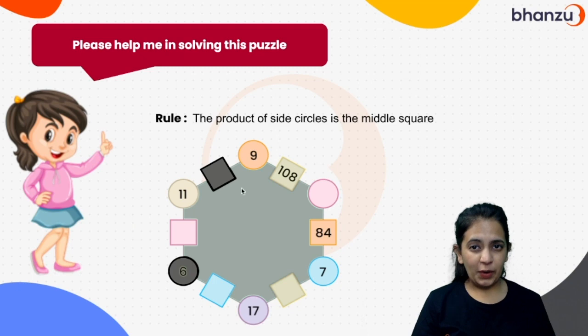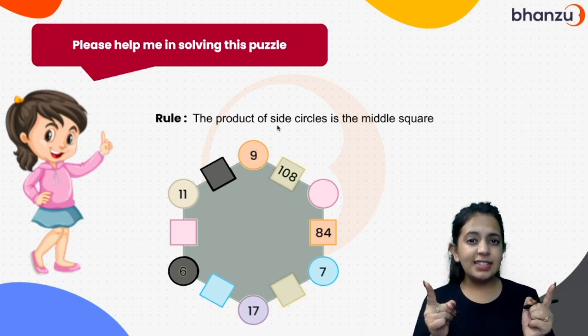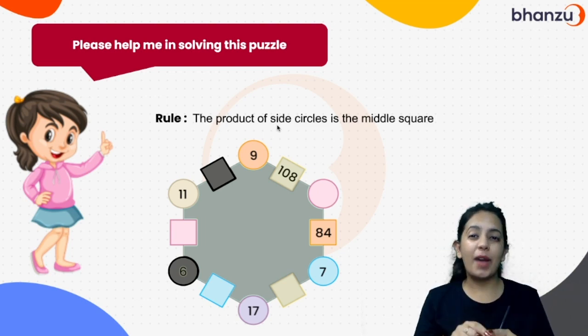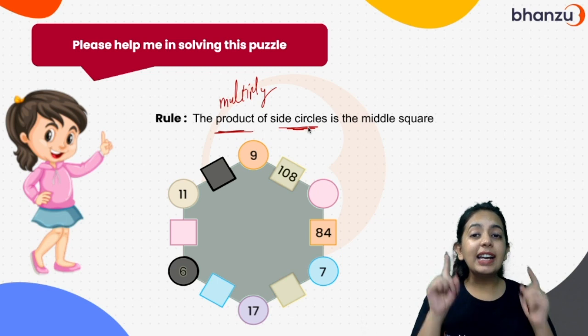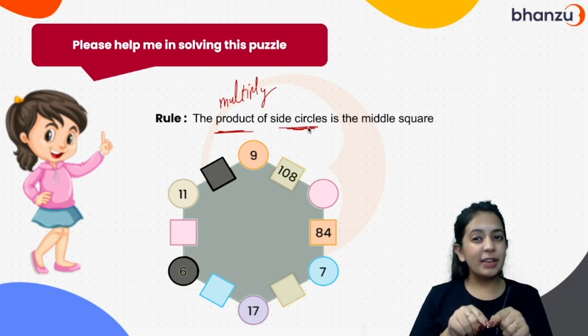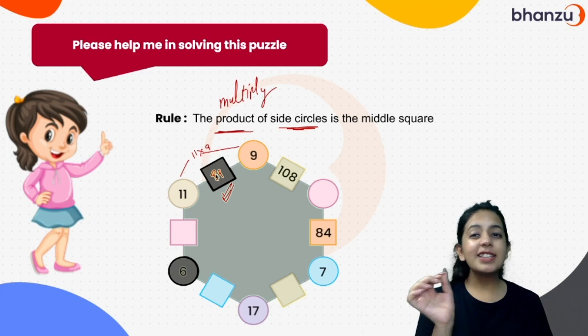This is a hexagon and the rule over here is the product of the side circles is equal to the middle square. Now what is the meaning of product? Product means multiplication. So you have to multiply the numbers in the side circles and you have to write that in the middle square. For example, let's pick up this square. Now we have to multiply the side circles, which is 11 times 9. So what is 11 times 9? That's 99. So 99 is going to come in this square box.